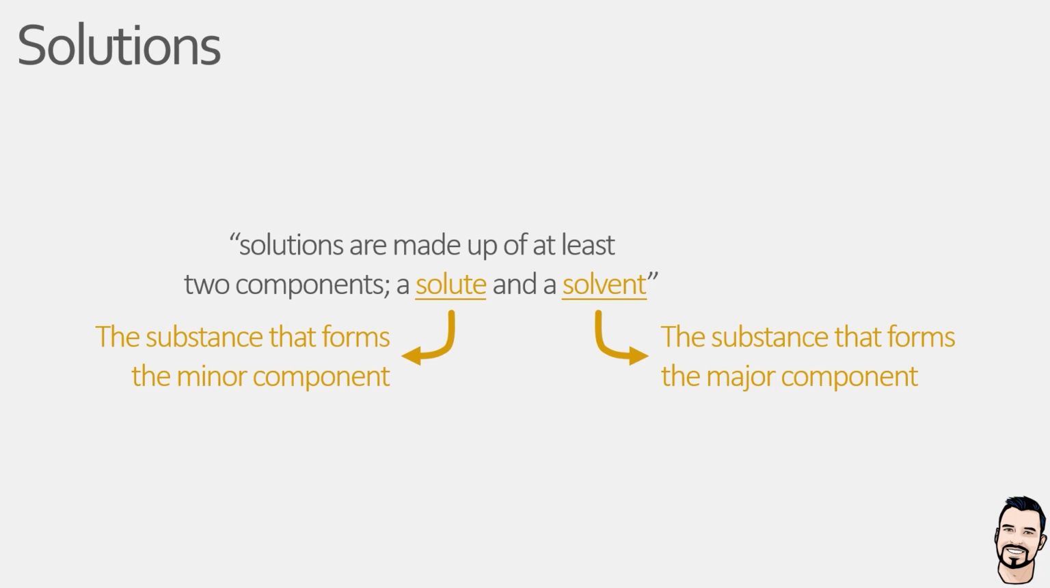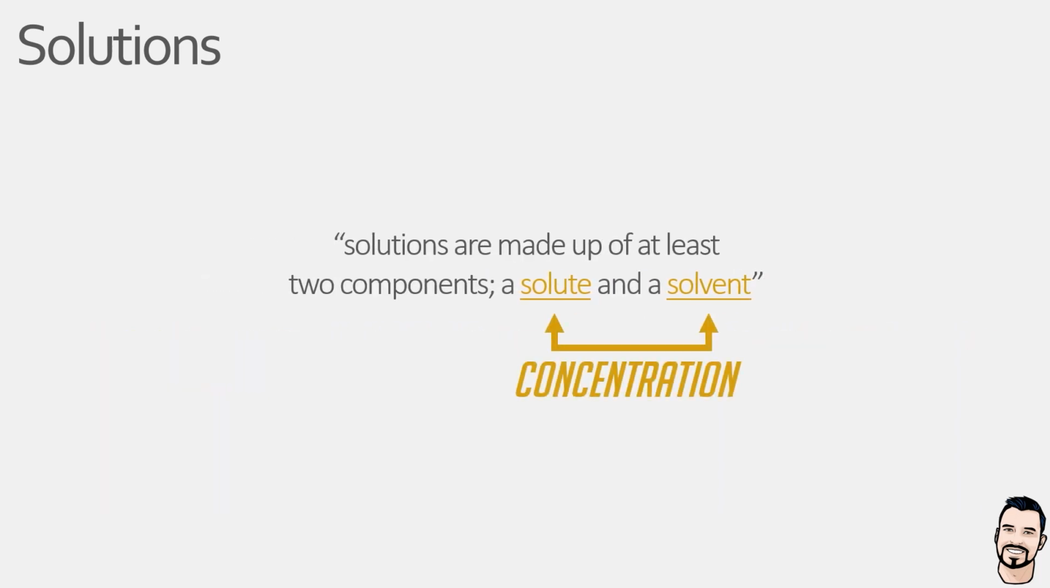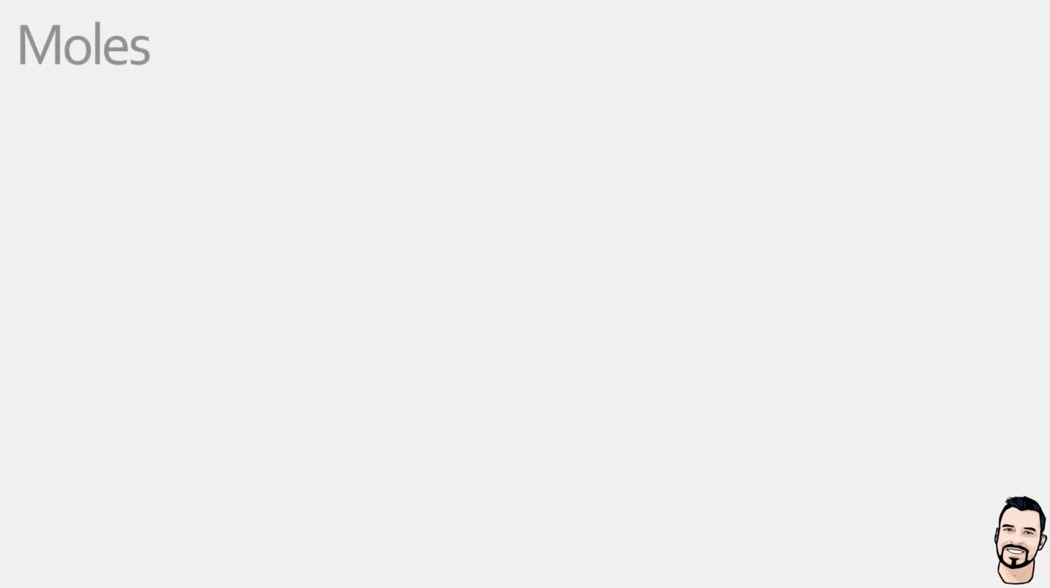Now, the amounts of solute and solvent present within a solution determine the overall concentration of the solution. Essentially, this is the amount of solute per known amount of solvent, and it's important for us to know the concentration of solutions in almost all practical applications to ensure we are safe in the lab and to give meaning to some of our observations.